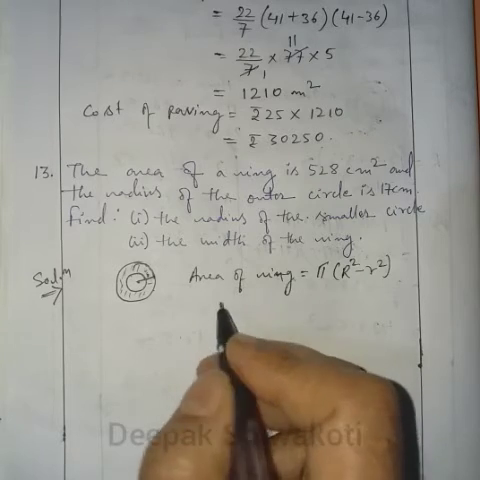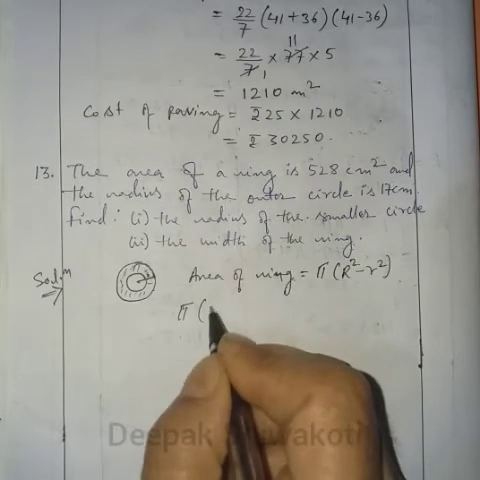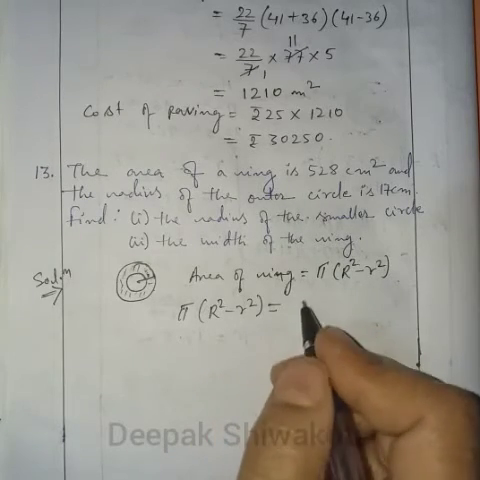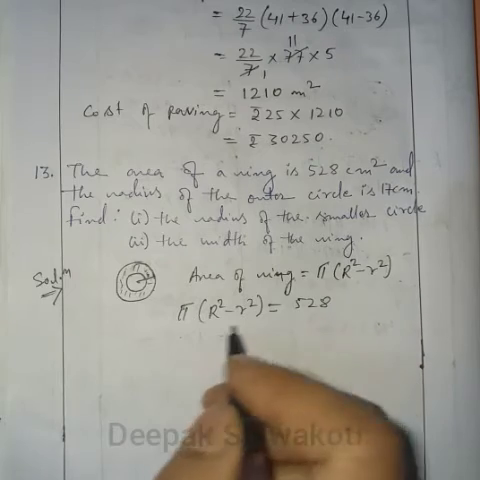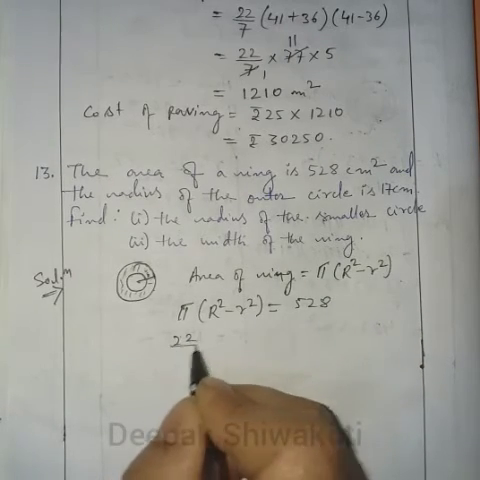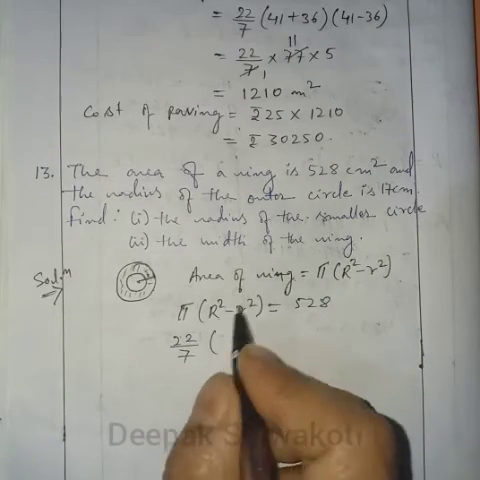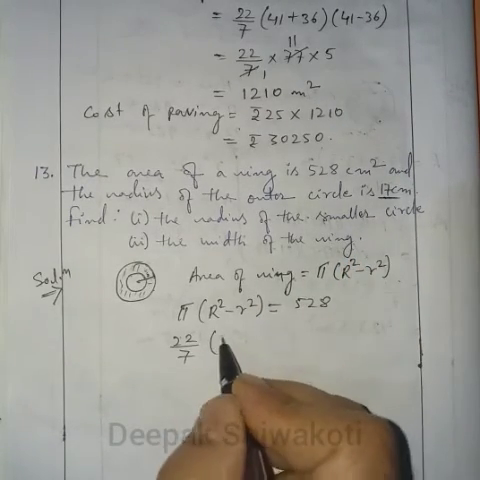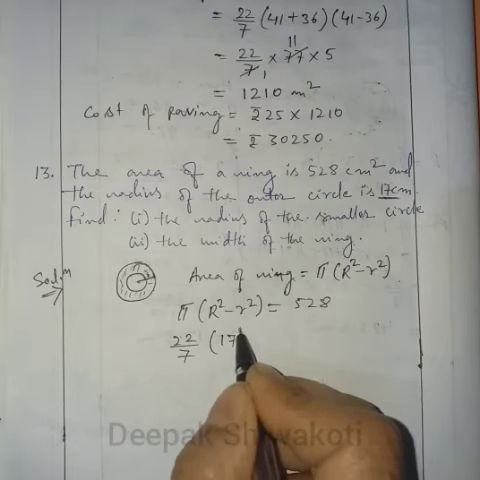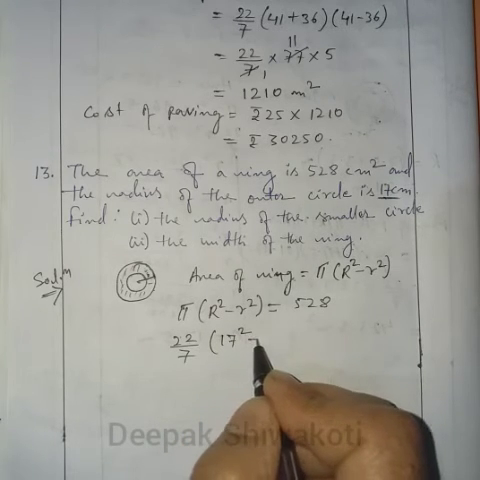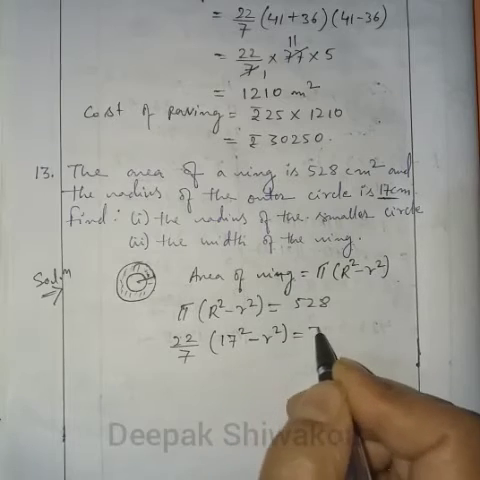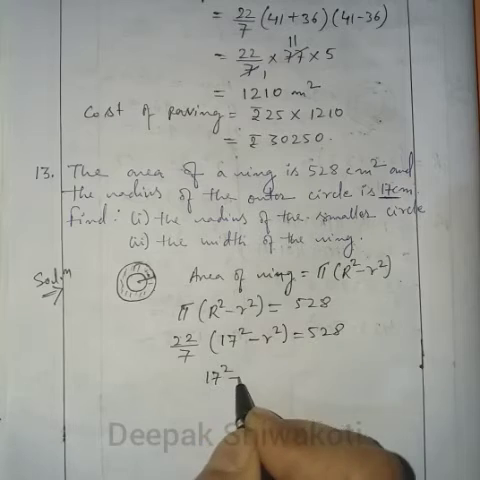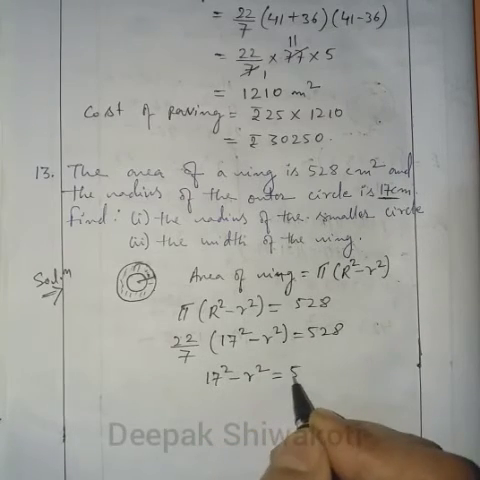Okay, so here π(R² − r²) is equal to 528. The value of π is 22/7. Capital R is given as 17 centimeter. So in place of capital R we'll write 17² − r² is equal to 528.